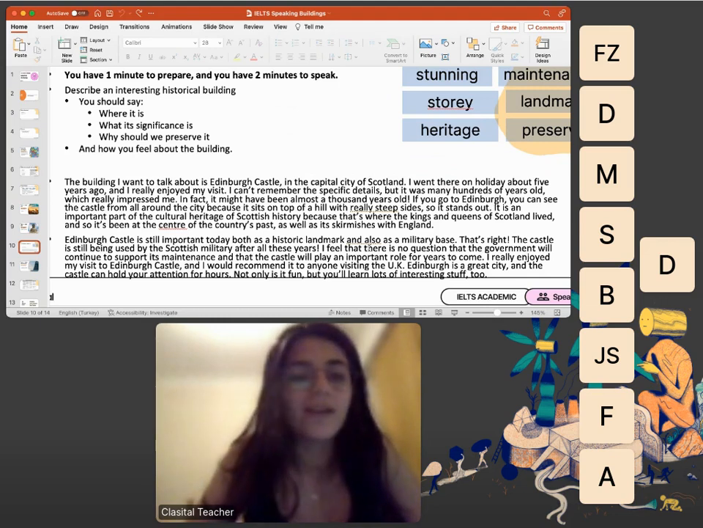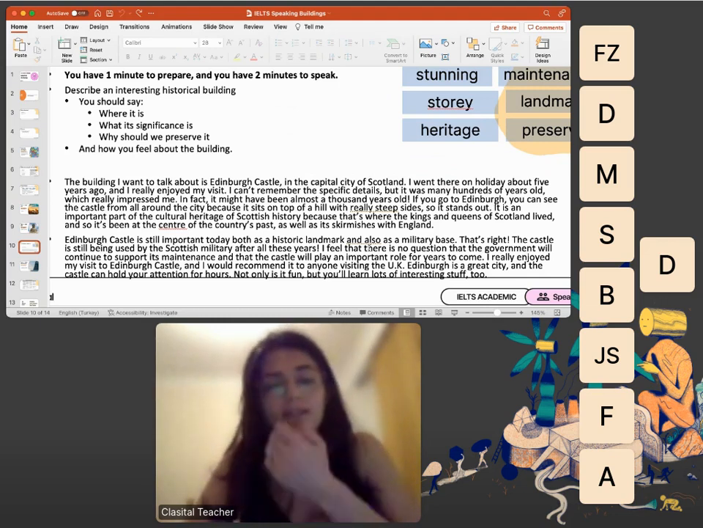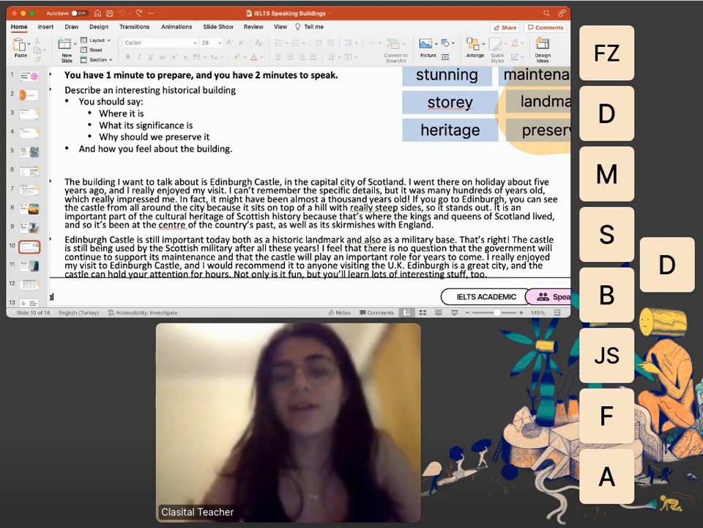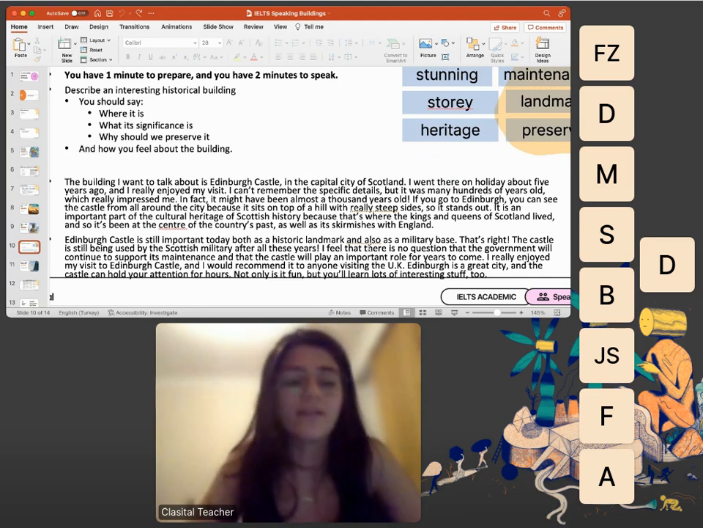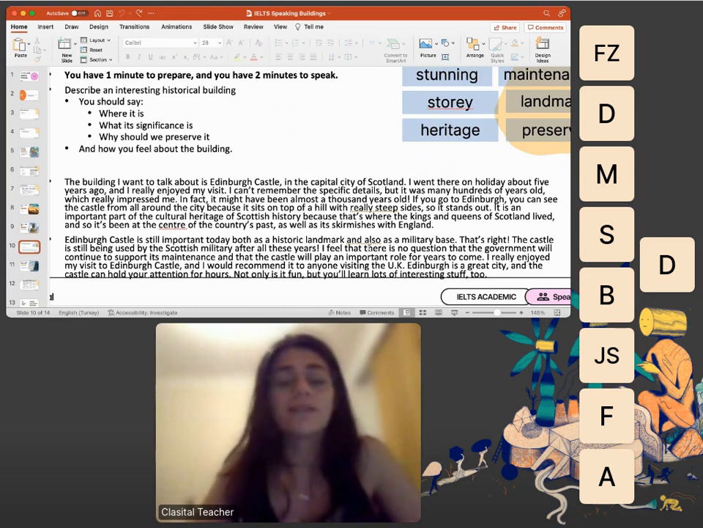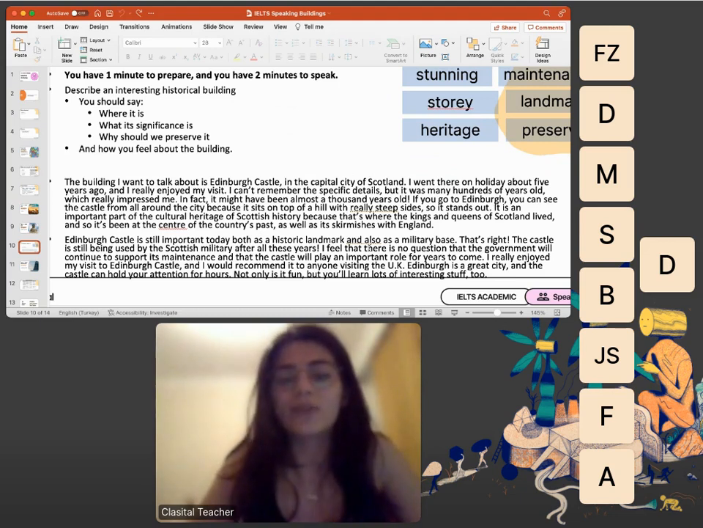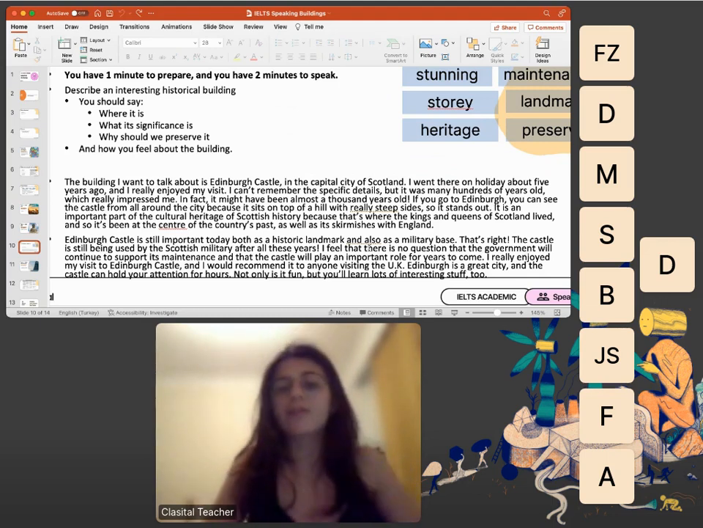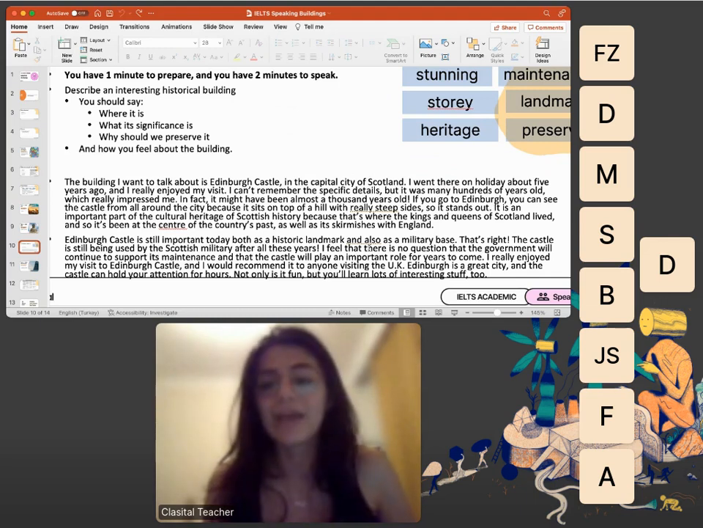If you go to Edinburgh, you can see the castle from all around the city because it sits on top of a hill with really steep sides, so it stands out. It's an important part of the cultural heritage of Scottish history because that's where the kings and queens of Scotland lived, and so it's been at the center of the country's past, as well as its skirmishes with England. Edinburgh Castle is still important today, both as a historic landmark and also as a military base.